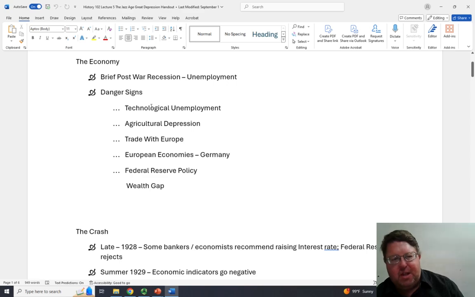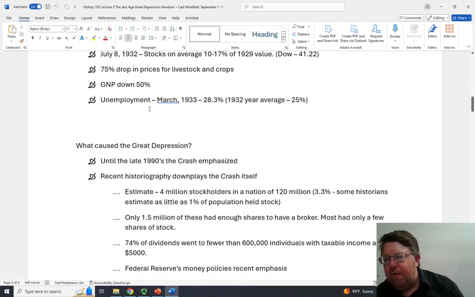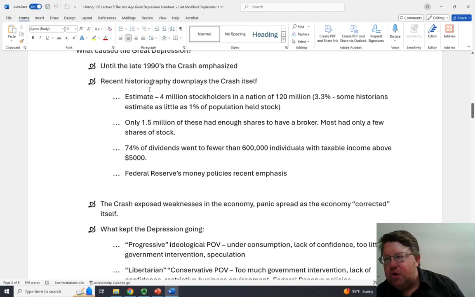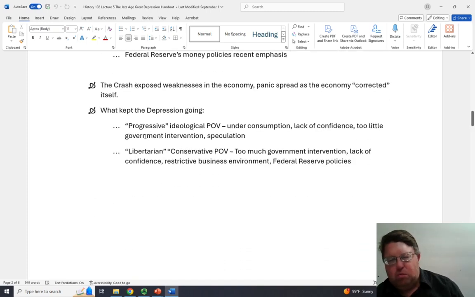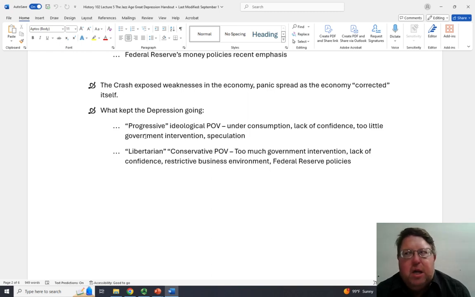So paragraph 1 would be the danger signs. Paragraph 2, what caused the Great Depression. And so you look at, what are the different interpretations of what got the Great Depression started. And we kind of mentioned more progressive historians blame too little government intervention and speculation. Right? More libertarian historians and economists blame Federal Reserve policies. Not that the government did too little, but that the government did too much. The government, well, in some ways, caused the environment for how the Great Depression happened. And so you want to deal with those issues as you're writing. Right?